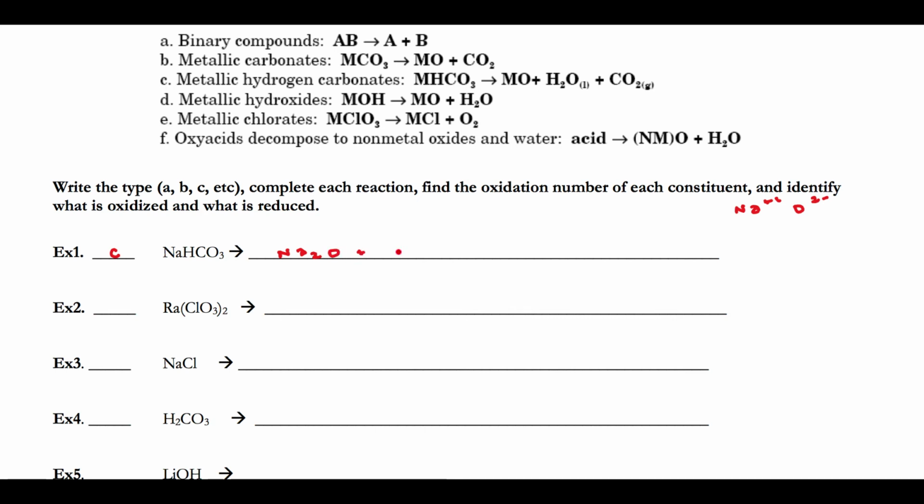My other products are then going to be water and carbon dioxide, just like this shows you right here. Okay, so that's going to be my metal oxide, water, and carbon dioxide. Now I just have to balance.